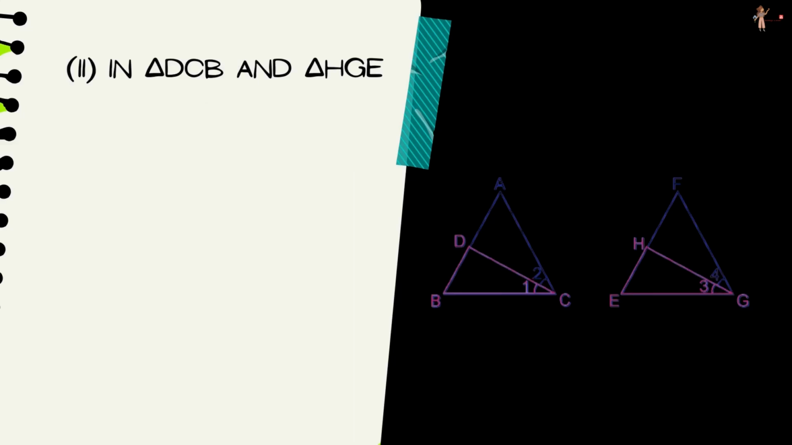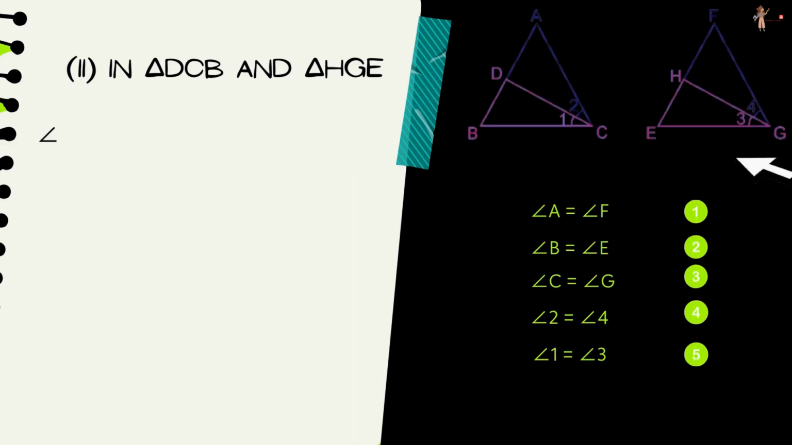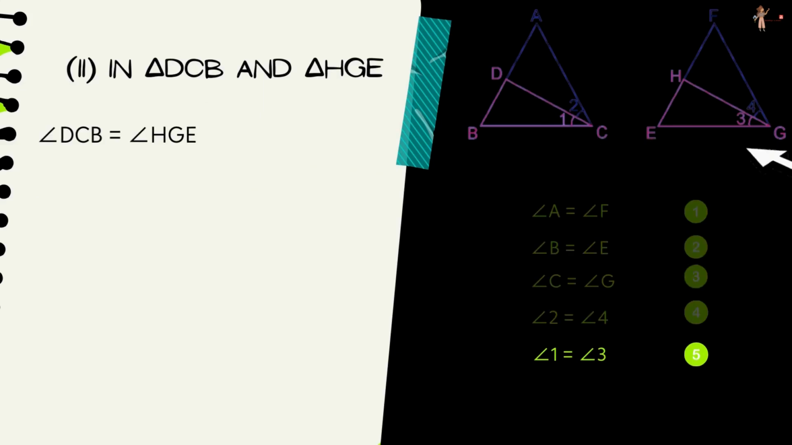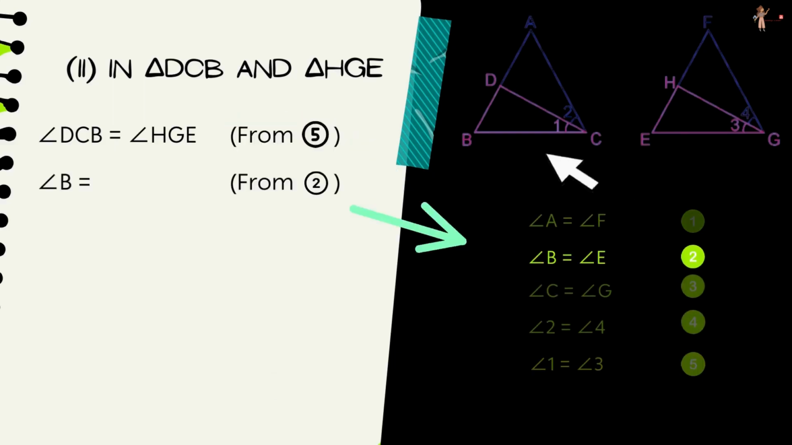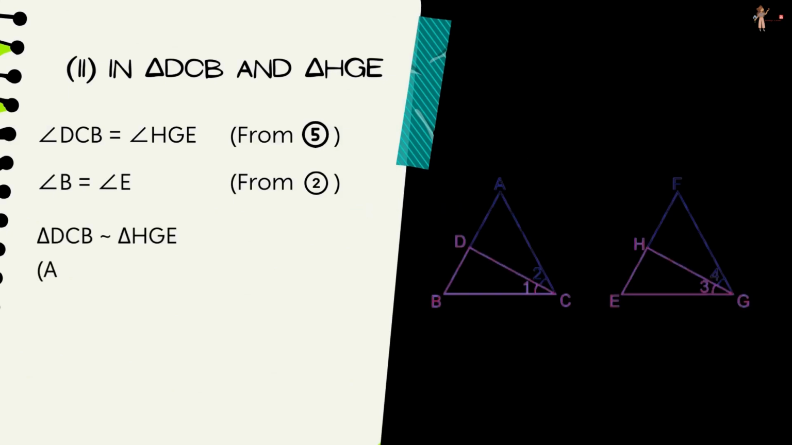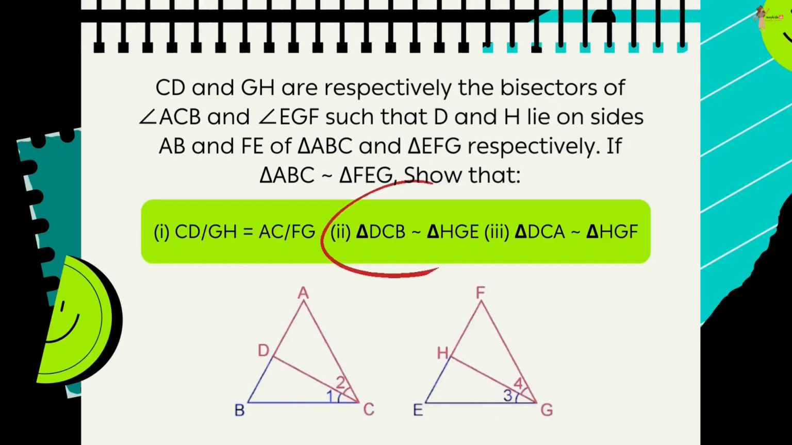In triangle DCB and triangle HGE, angle DCB is equal to angle HGE from 5 and angle B is equal to angle E from equation 2. Therefore, triangle DCB is similar to triangle HGE via AA similarity criteria. Thus, we have proved part 2.